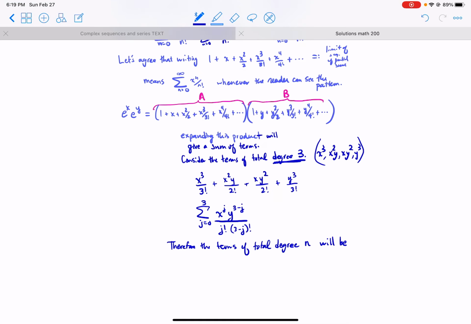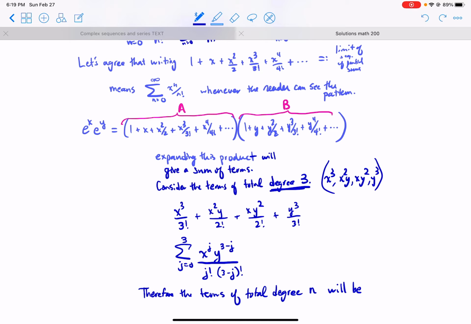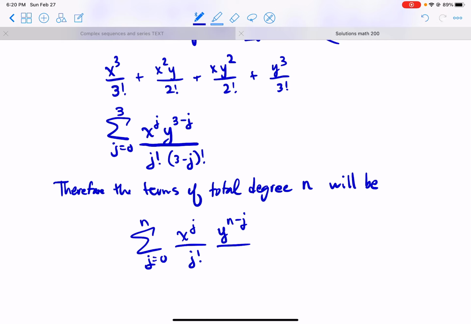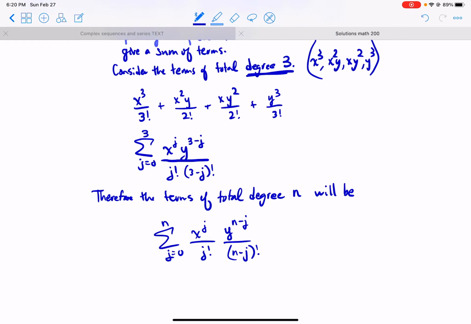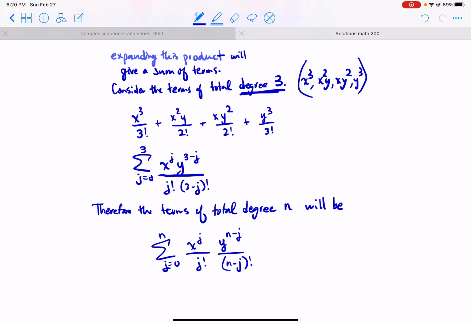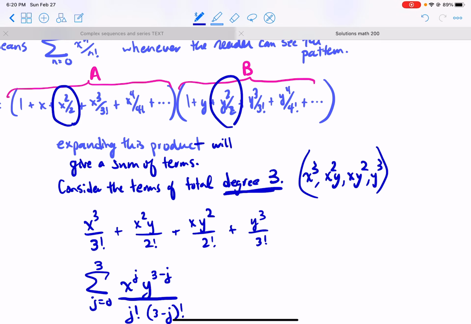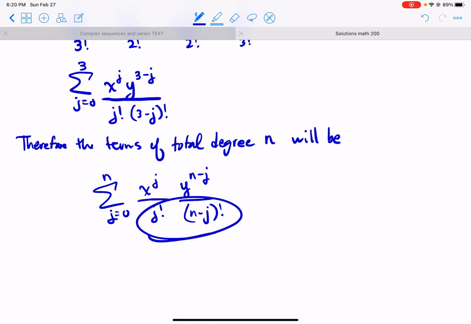So when we expand the product of a times b, and we get terms of total degree n, then they will exactly be the sum of j equals 0 to n of x to the j over j factorial times y to the n minus j over n minus j factorial. Okay? And that will work every time. So if we did total degree 4, you'll see this still works. For example, we'd have x squared and a y squared coming together, and you see we're going to get a 2 factorial and a 2 factorial, both of them at once. And so that's why we need both of these denominators.